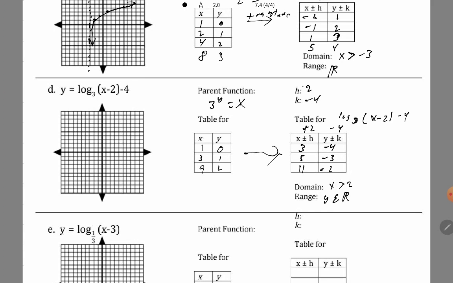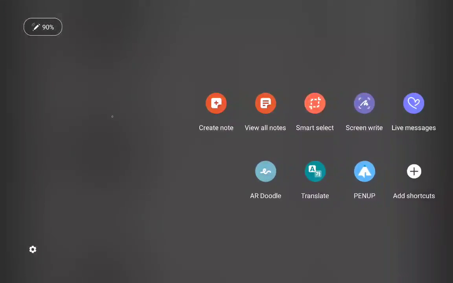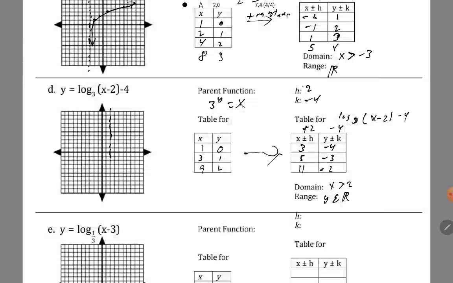Graph these. So we know the vertical asymptote is now at +2. So 3, -4. 5, -3. And 11, -2. So it's doing something like this.